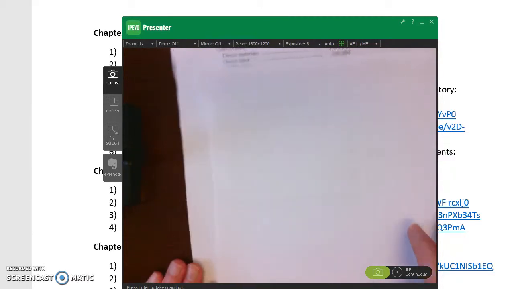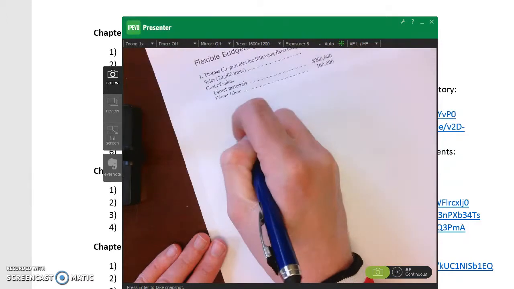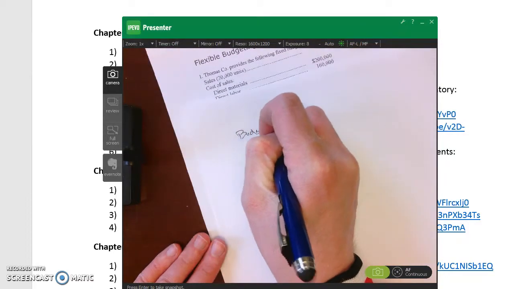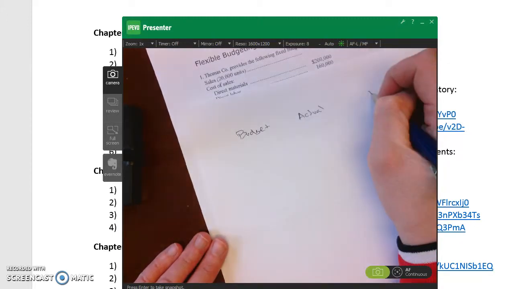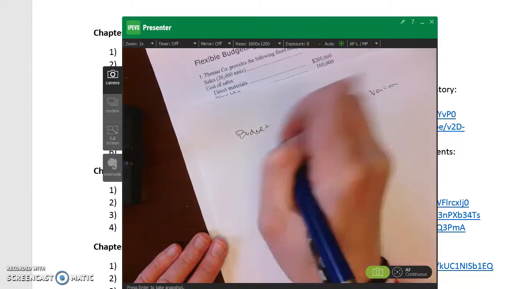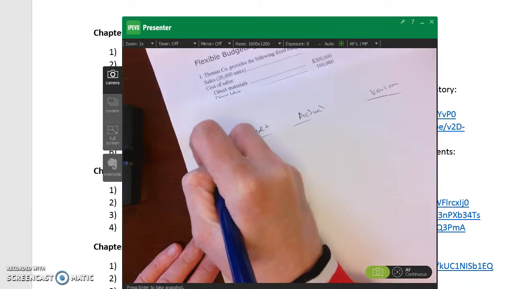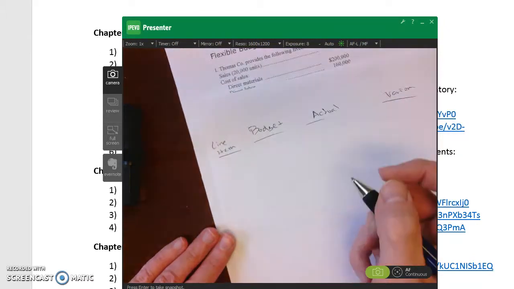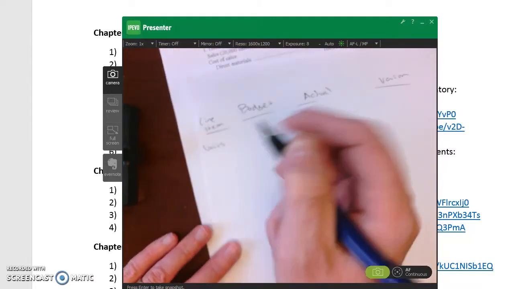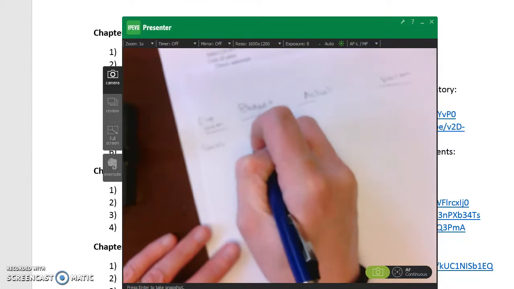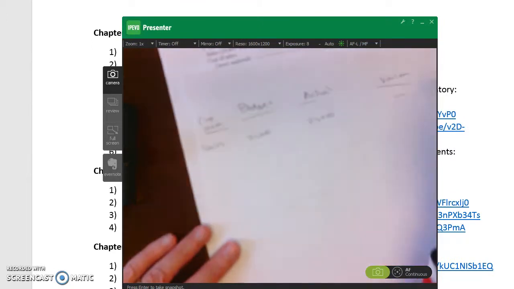Then what I want to do is we're going to set up a little chart. This will kind of mimic our performance report. We're going to come over here on the next page and we'll say budget, and then we'll say actual, and then we'll say variance. Okay? And we'll say line item over here. Remember our units, we'll start off with our units, and we're going to redo the budget at 21,000 units. Actuals at 21, so no variance.